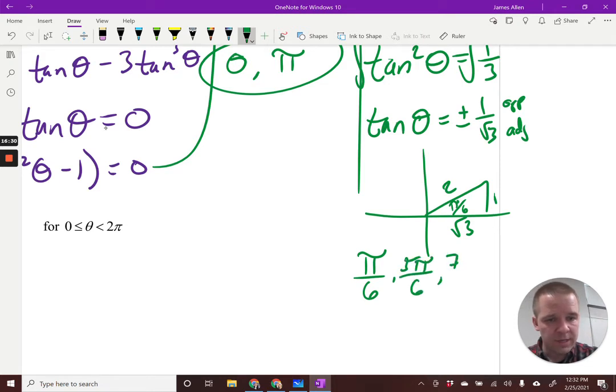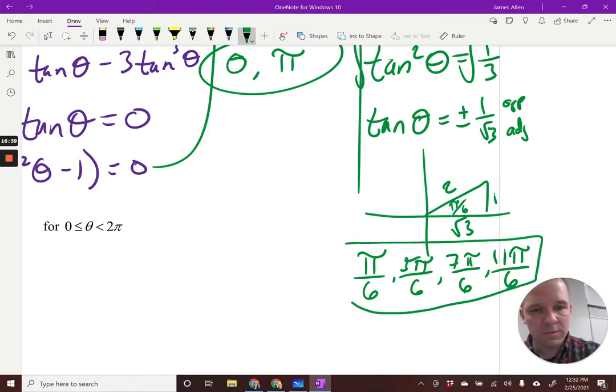I'm just going around the world here. 7 pi over 6 and 11 pi over 6. I got all positive and negative. We're good to go. That's 4 more solutions for theta. Whoop. And 0 and pi, all 6.